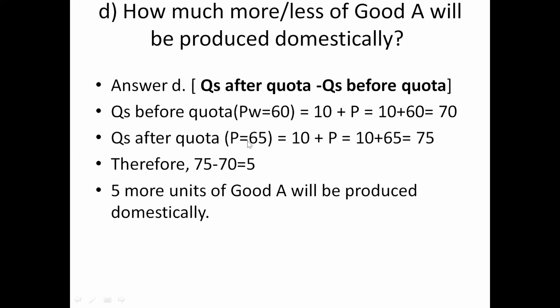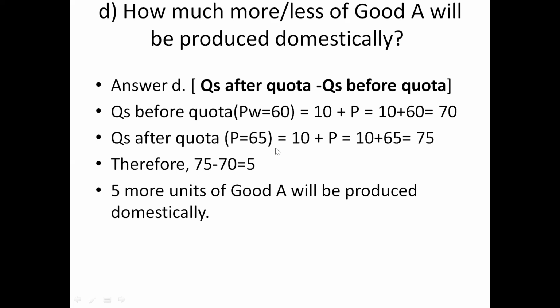And what about the quantity supplied after quota? We simply put the new price in the supply function, and we get the quantity supplied after quota, right? So this is the supply function, and we are putting the new price, which we have just calculated in the previous question, that this is the new price after the quota is imposed.